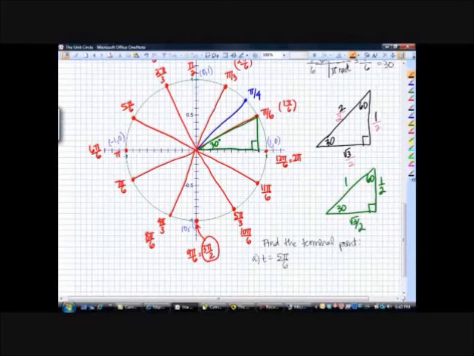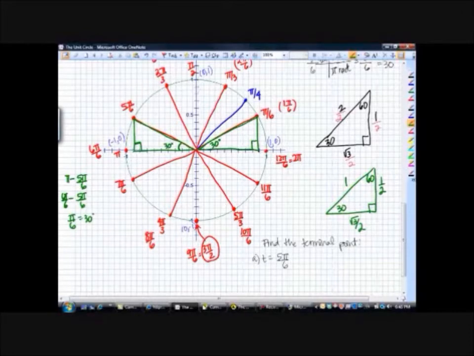To find t equals 5 pi over 6, we go to 5 pi over 6, and we draw our reference triangle. And we see that this angle right here, the reference angle, is going to be pi minus 5 pi over 6, or 6 pi over 6 minus 5 pi over 6, which is pi over 6, or 30 degrees. So this is going to be a 30-degree reference angle.